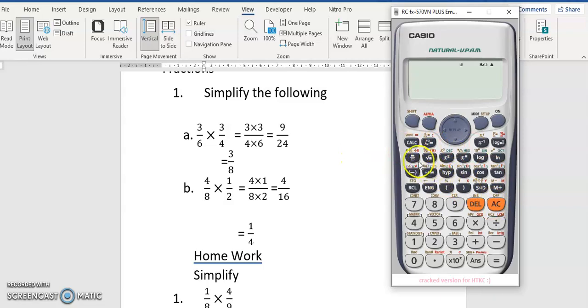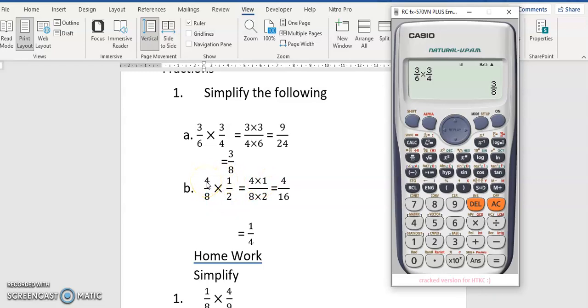First, you press this one. Then 3 over 6 times 3 over 4. See that we got the answer. So easy, né? But in exams, don't use the calculator to press it straight. You go through the steps. Alright. Okay, let's look at the next one.